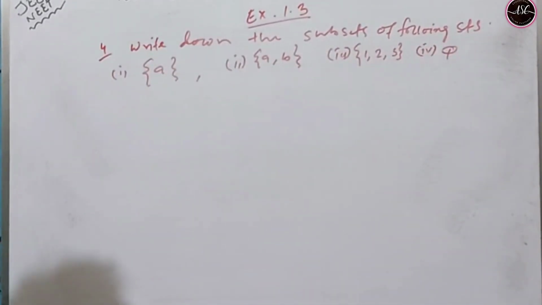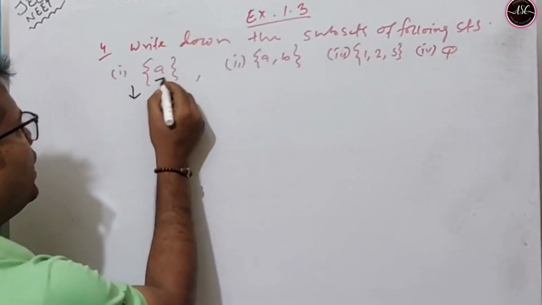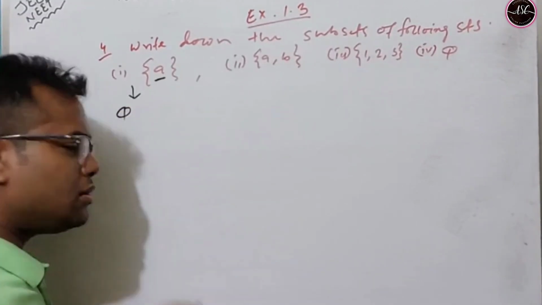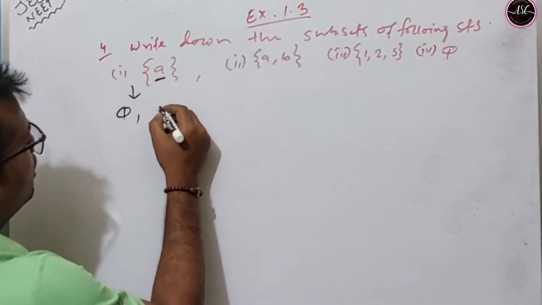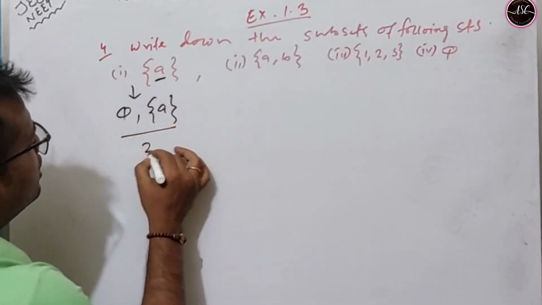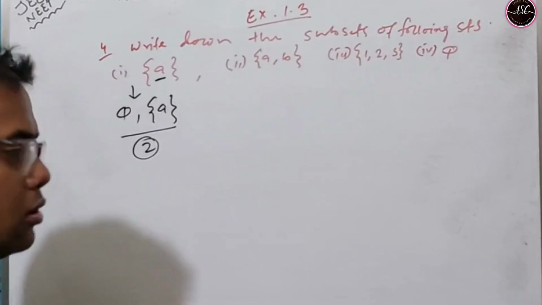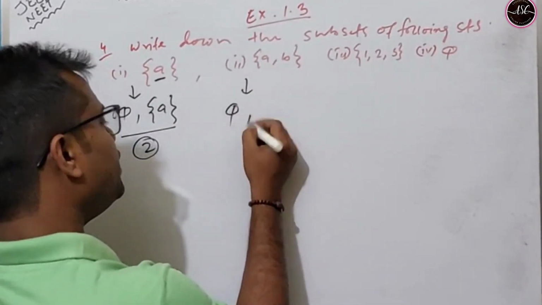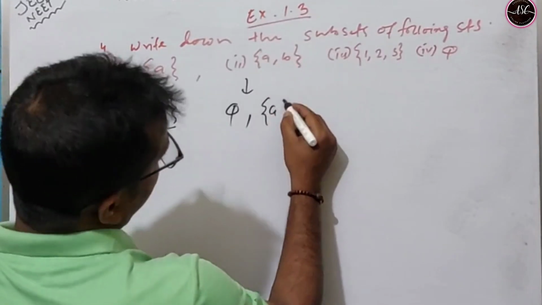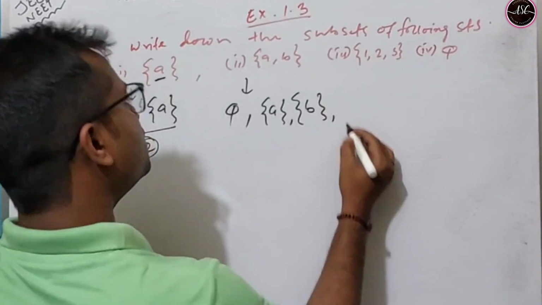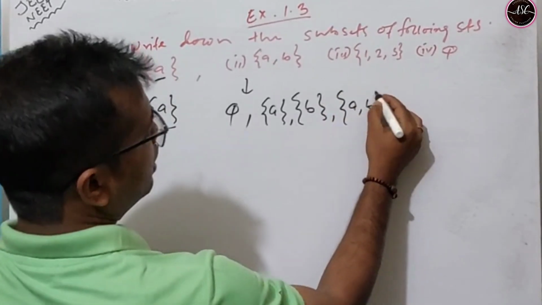Now, for this case, the subsets are, here the element is 1. Then the empty set is the universal subset, the empty set and A. Okay? These two are the subsets of set A. Then for this case, the empty set, then A is a subset, every element is a subset, then B is a subset, then AB is the subset.